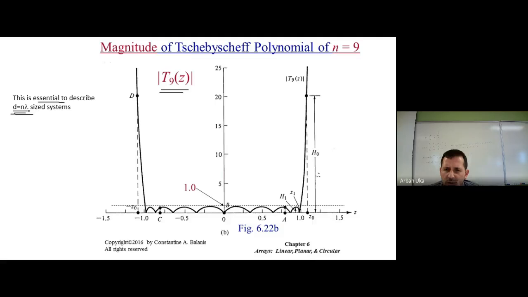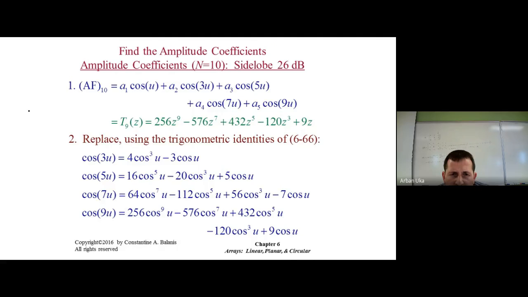Yeah. So we'll talk about this again later. And now let's have a look. Things will become a little more clear now. We said that the array factor, when we have 10 elements, is going to look like this.